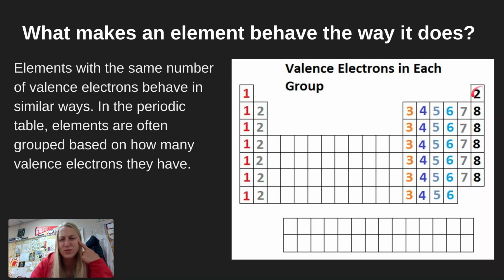So a lot of students say, well, if it only has 2, why doesn't it belong over here? It's sort of complicated, but basically just know that helium is the only one that doesn't follow that rule. This is where it belongs. It does line up best. Its behavior lines up best with these other things in this group. Just know that it doesn't quite follow that rule the same way.